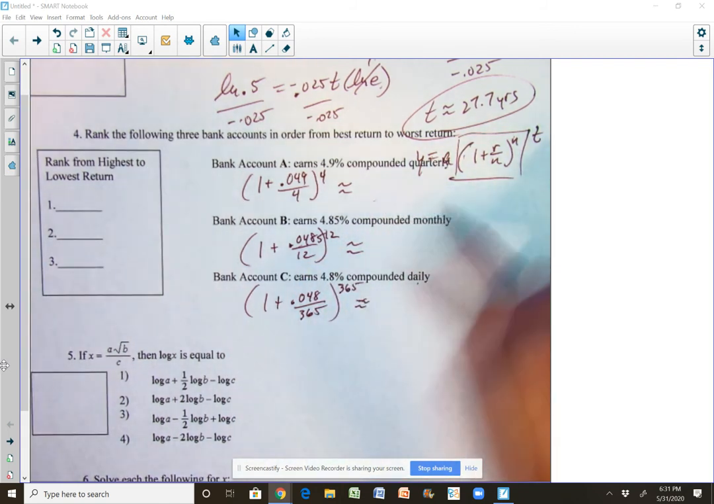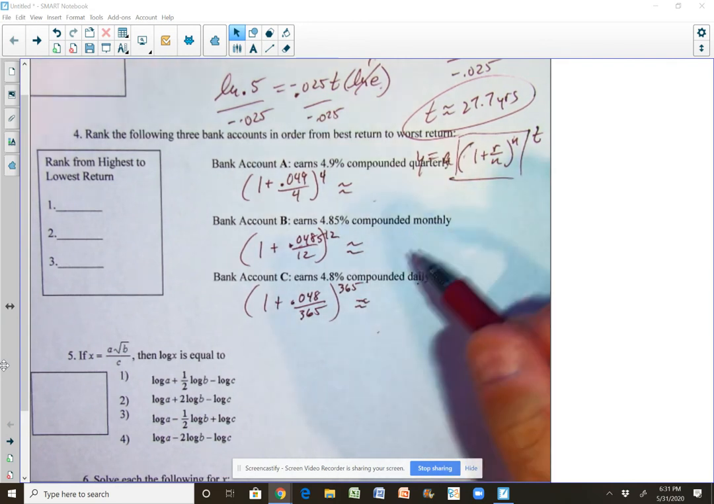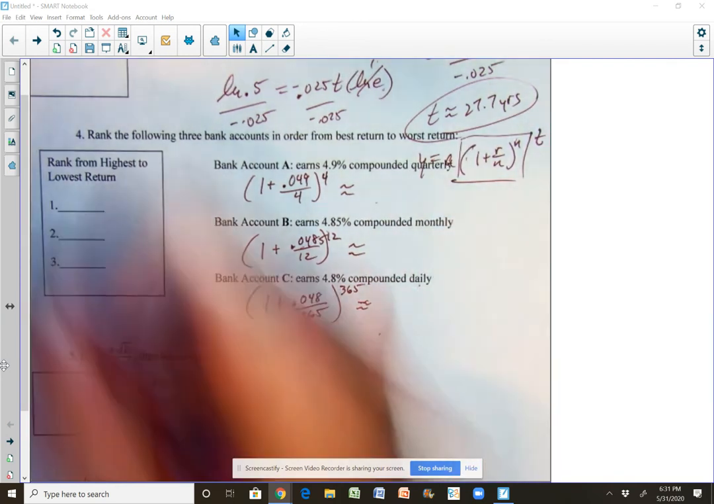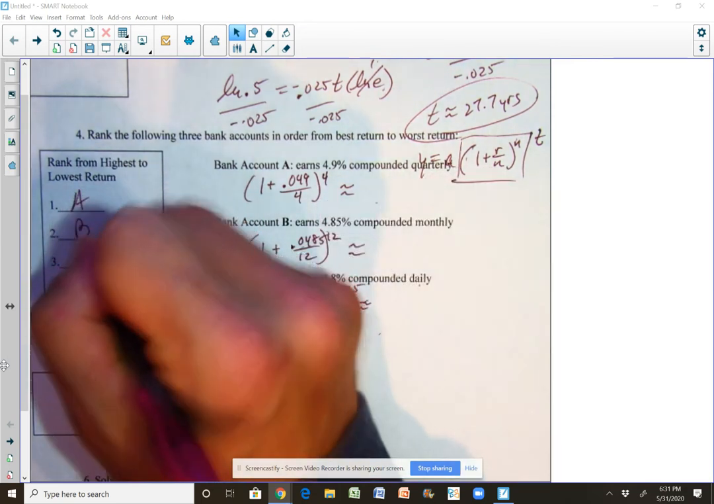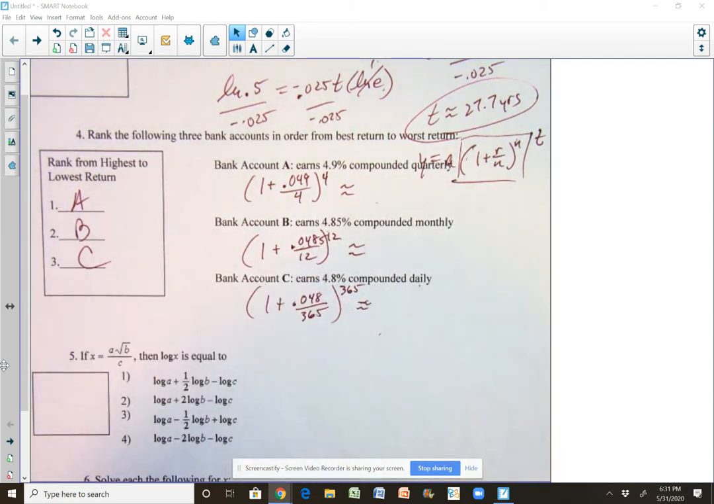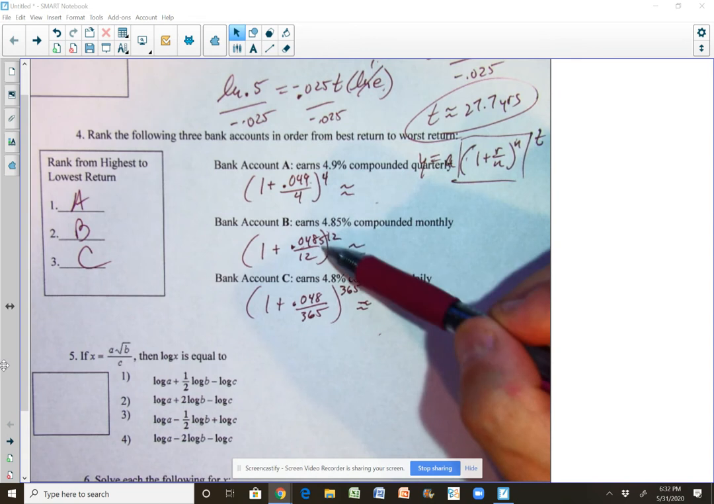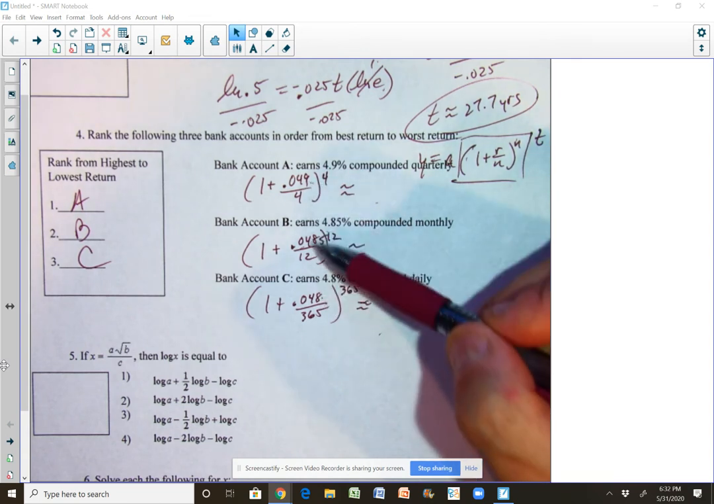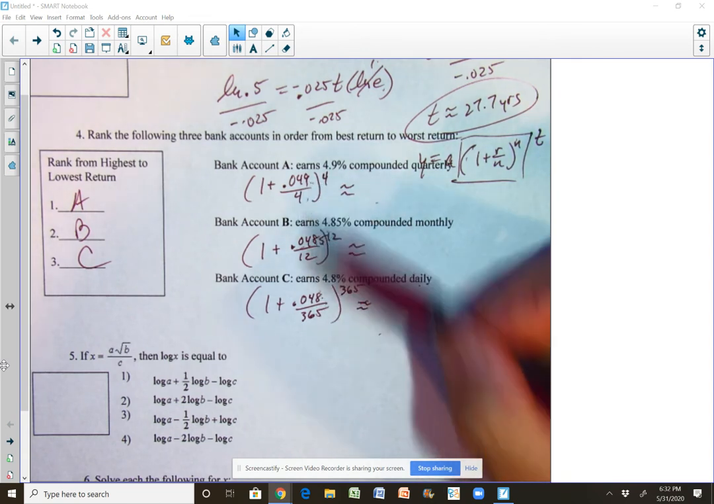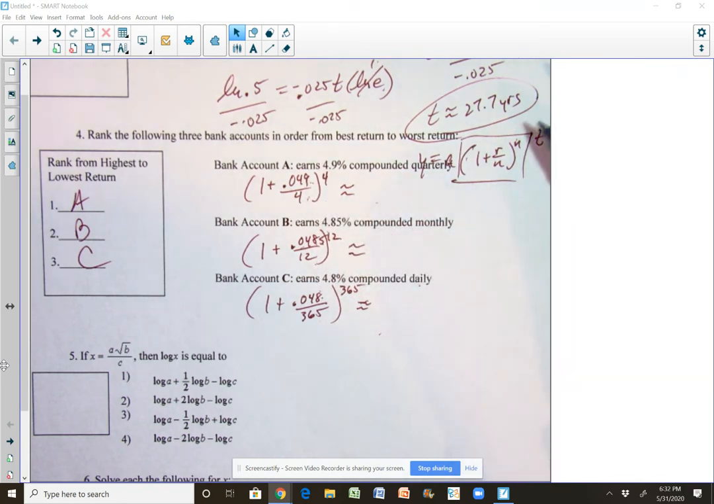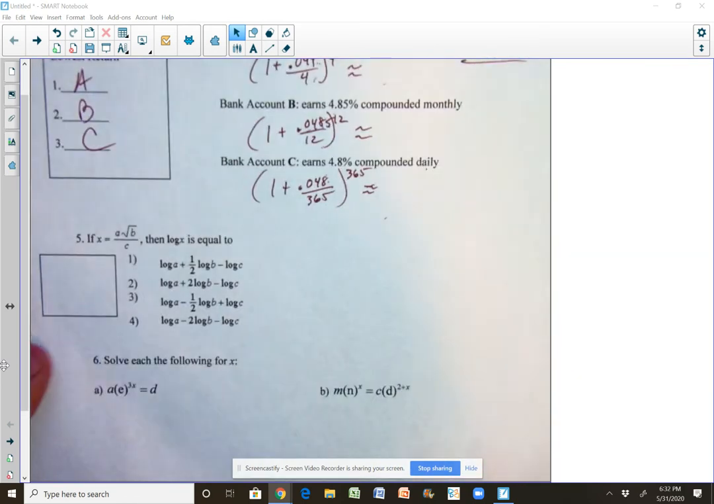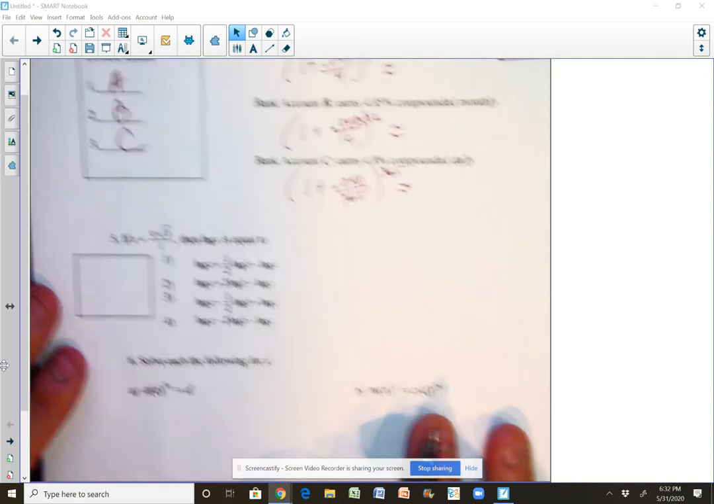So if you find out these decimals and you put them in order from highest to lowest, it actually turns out that A is the highest, B is the next highest, and C is the third highest. So the percentage rate really has a bigger impact than the amount of times you're dividing it up per year. Okay? All right, down to the bottom, go to logs.